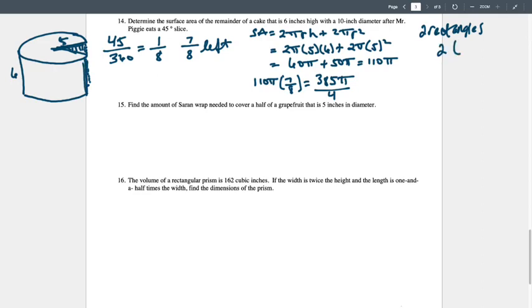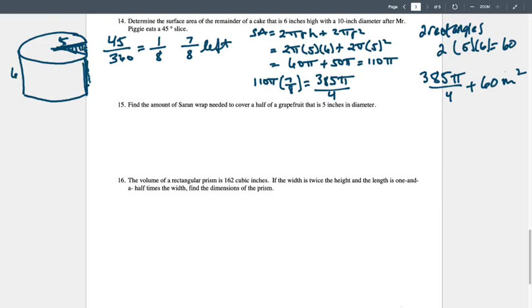So we're going to do 2 of those rectangles that are 5 by 6. And that gives you 60. And so your final answer for the total surface area is going to be 385 pi over 4 plus 60 inches squared. And that's your answer.